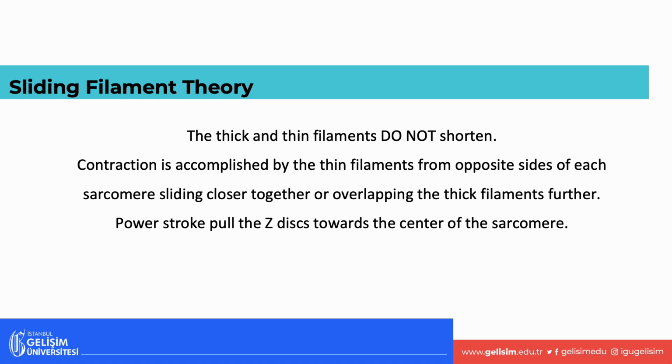And then the thin filaments are pulled, okay? And they get pulled towards the center of the sarcomere. This is what we call the power stroke. All right, now, keep in mind that the thick and the thin filaments themselves don't actually shorten during muscle contraction. Rather, it's the length of the sarcomere as a whole that shortens due to the sliding of the thin filaments past one another.